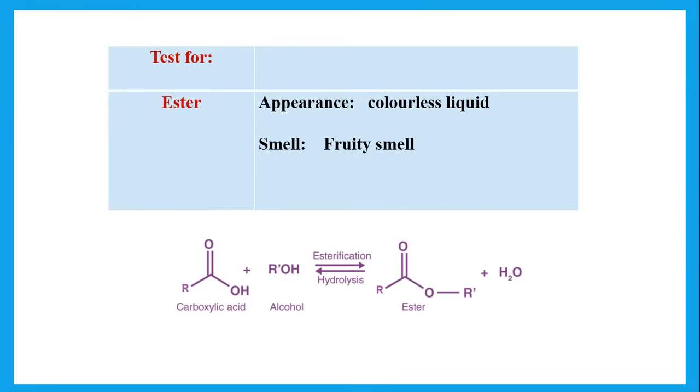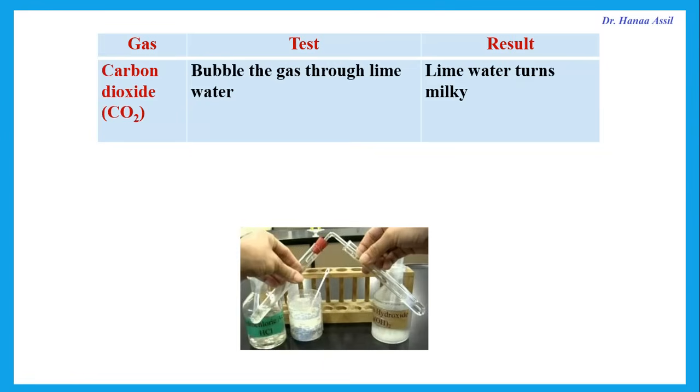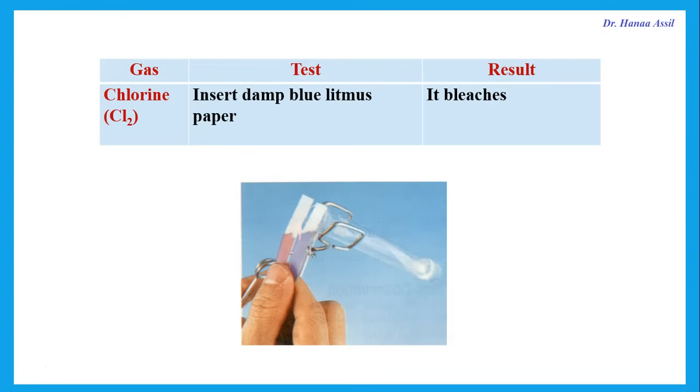Esters, you should know that esters are known for their fruity smell. So if we are told that a product gives a fruity smell, you should know that that is an ester. Ammonia gas turns damp red litmus paper to blue. Carbon dioxide gas turns lime water milky. You should know that that's because lime water is calcium hydroxide. That's a base. If we react it with the acidic carbon dioxide gas, that causes the formation of calcium carbonate, and that's a white precipitate, and that's why the lime water turns milky.